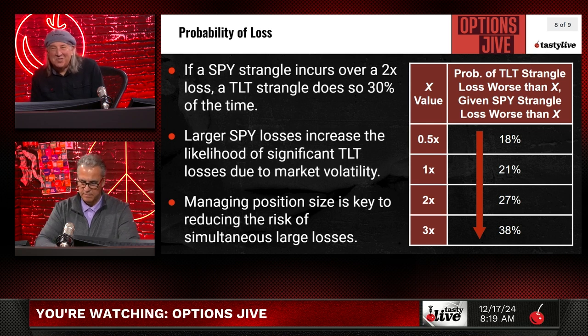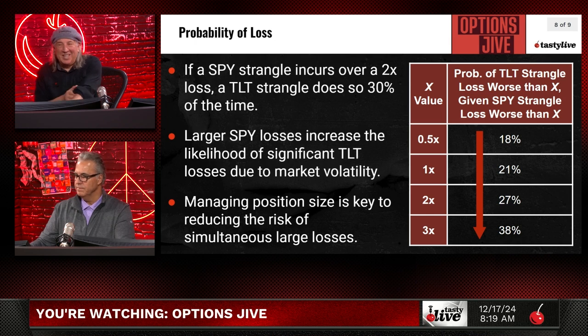I liked this because it was kind of fun. So the probability of a TLT strangle loss worse than X, given that the SPY strangle is worse than X. It just goes down the line and shows you that when volatility goes up, you can't fully protect yourself when volatility goes higher, and when the markets have big moves. But being diversified can help a lot. Higher volatility is just going to be higher volatility. Being diversified is harder than you think, too, because a lot of stocks move in the same direction.